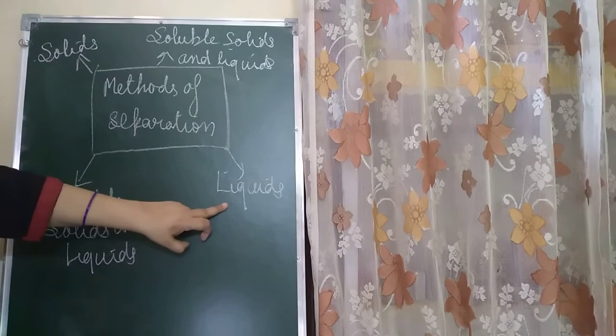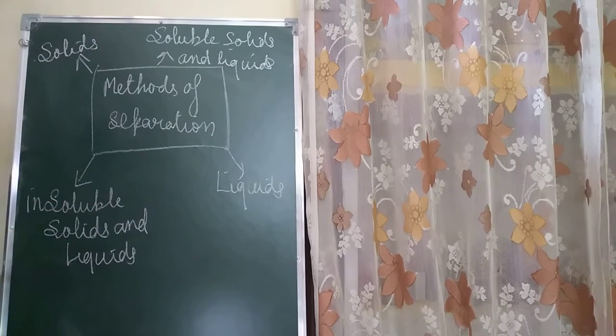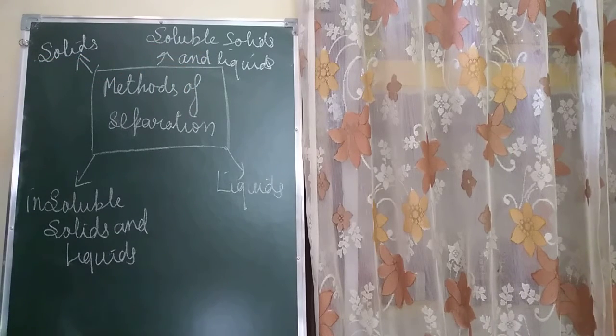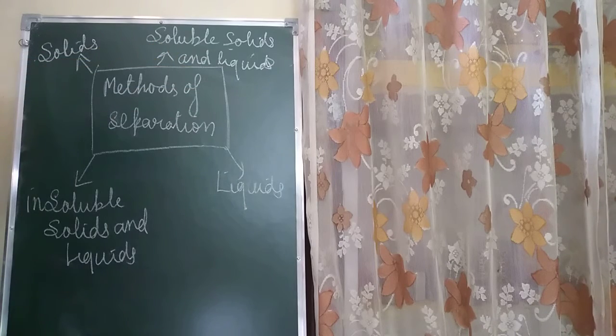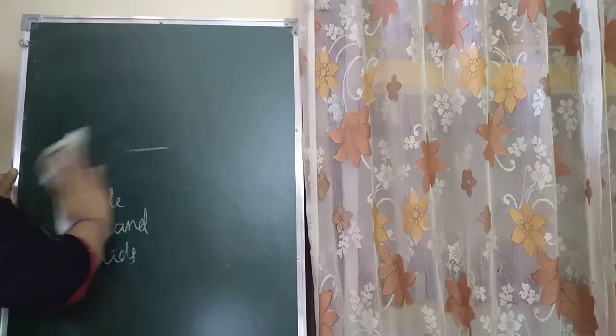So for the liquids, we can separate them by using the separating funnel or the fractional distillation. And for soluble solids and liquids, we can use evaporation and distillation, children. Okay, so let us start first of all by discussing, children, about separating soluble solids from liquids.